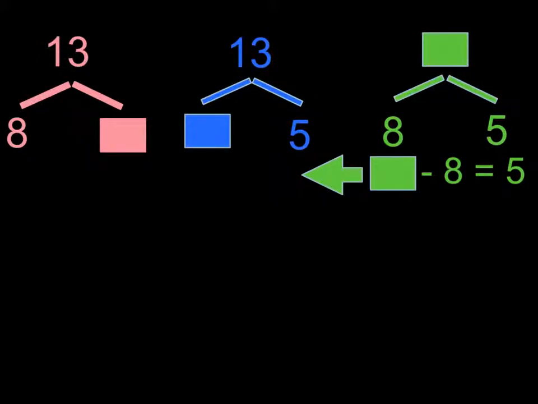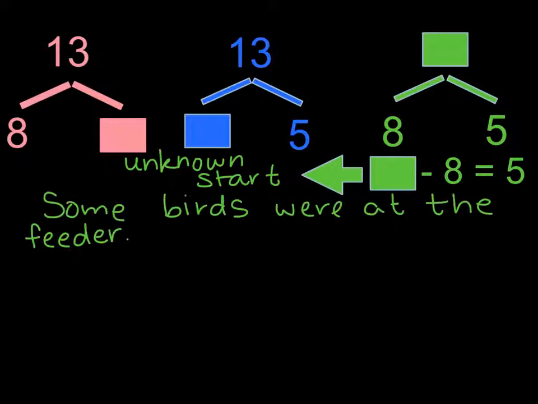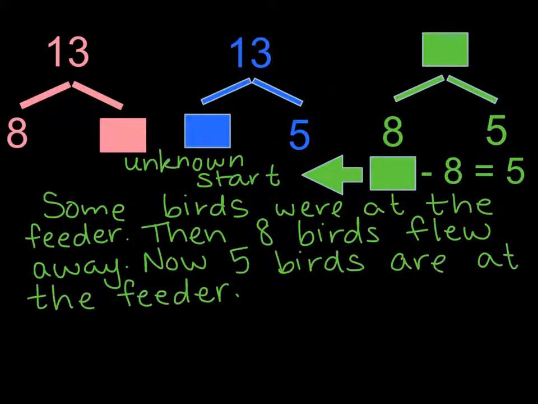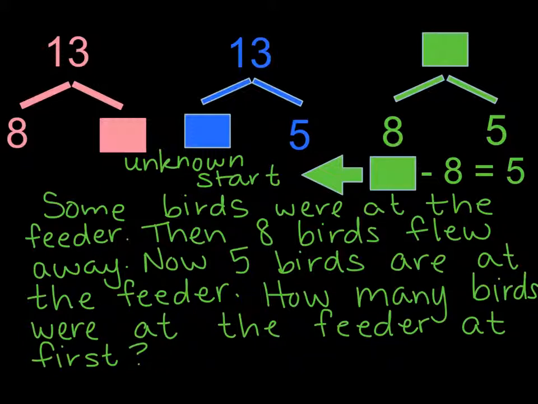The final change minus story problem is known as the unknown start. It is an unknown start because the total amount is the mystery number. Some birds were at the feeder. Then 8 birds flew away. Now 5 birds are at the feeder. How many birds were at the feeder at first?